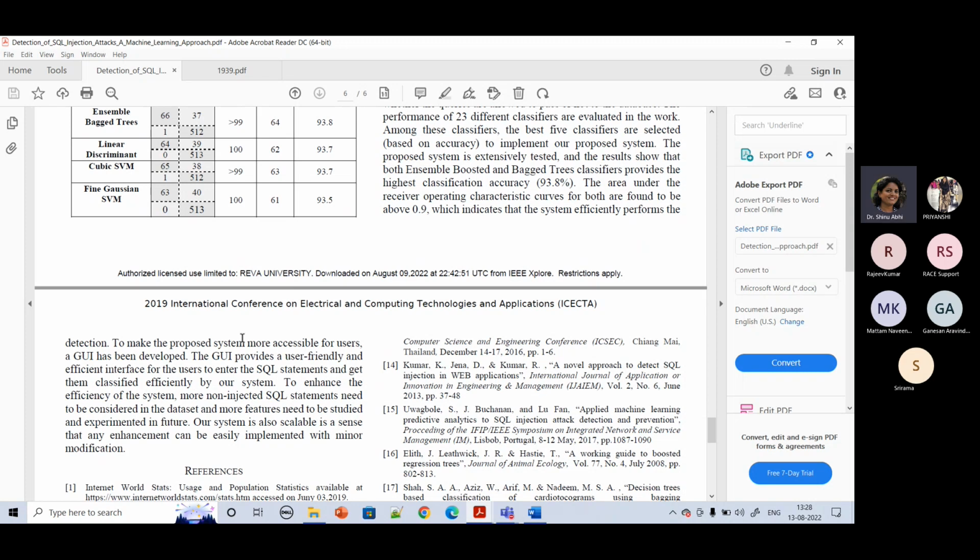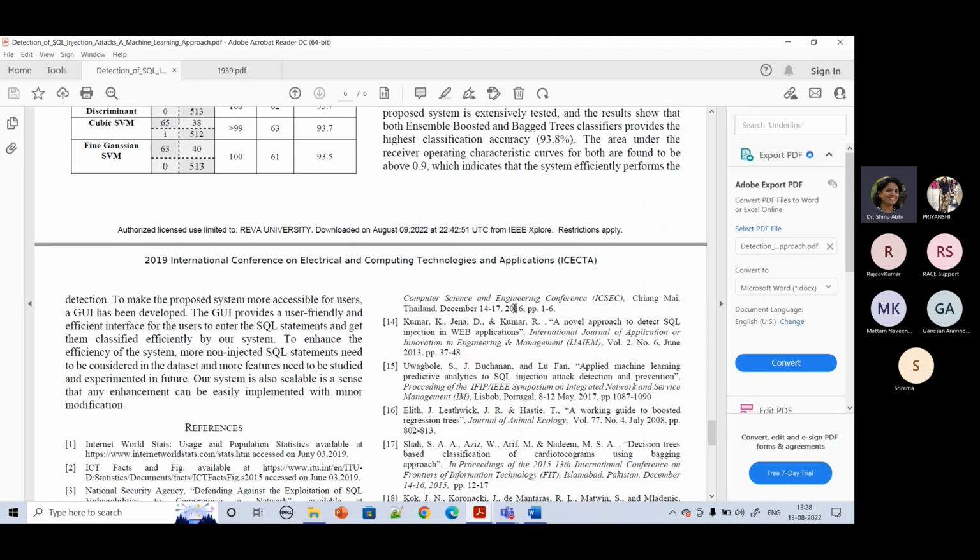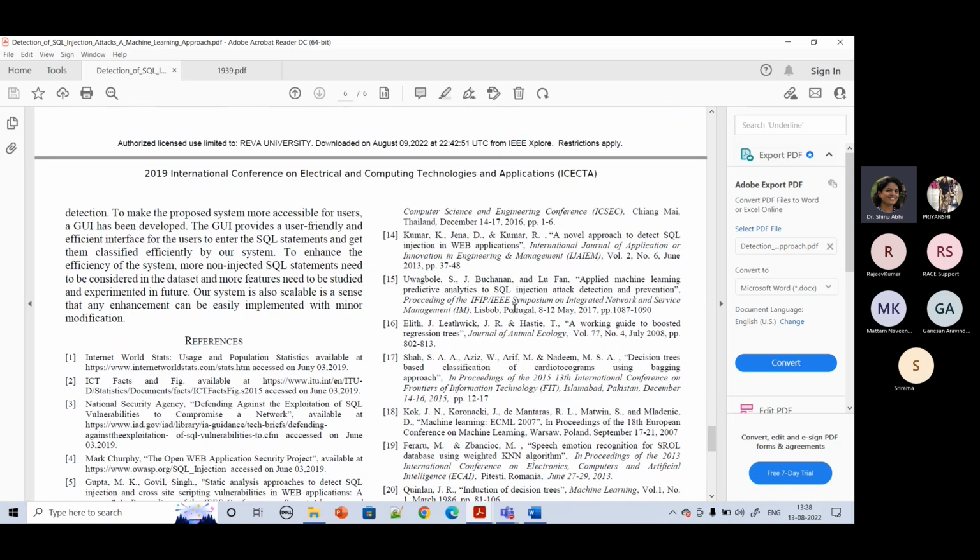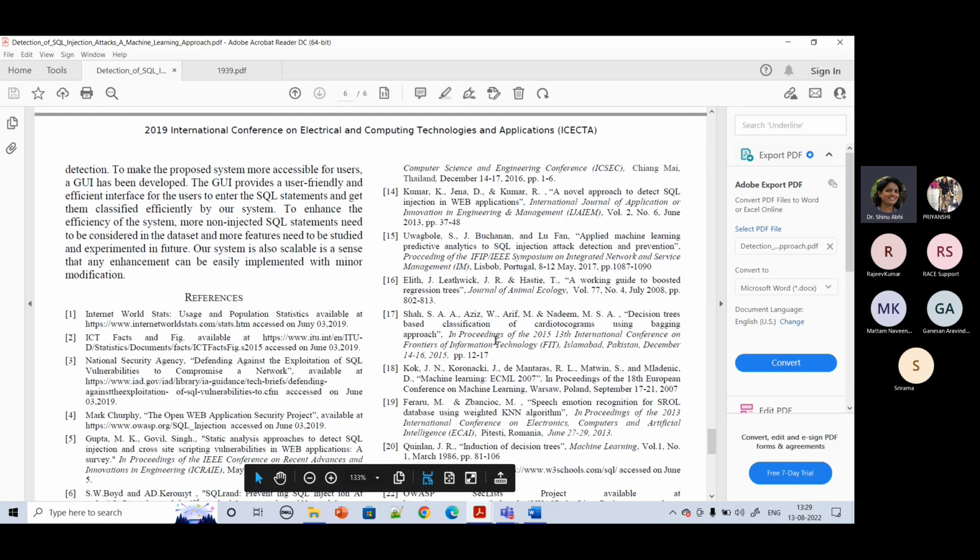Yeah, and can you see the references here? For example, a novel approach to detect SQL injection in web applications. You must read that paper. It's 2013. Can you imagine the amount of time that would have gone by 2022? What all would have developed around it, right? So spend more time in reading, not just on Saturday, not just when you come here. You have to read and then build a solution.